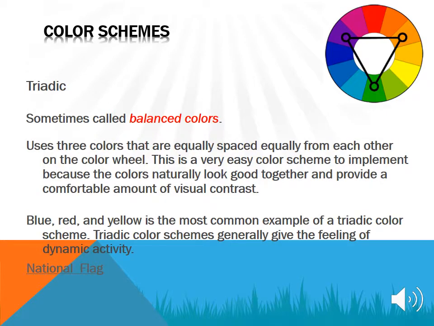The next color scheme is called triadic. Sometimes it is also called balanced colors. It uses three colors that are equally spaced from each other on the color wheel. This is a very easy color scheme to implement because the colors naturally look good together and provide a comfortable amount of visual contrast. Blue, red, and yellow is the most common example of a triadic color scheme. Triadic color schemes generally give the feeling of dynamic activity. We can see a lot of national flags are using triadic color schemes.